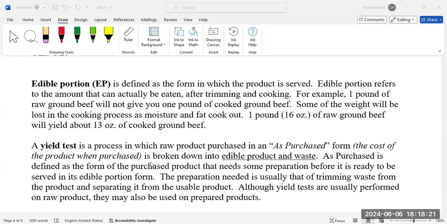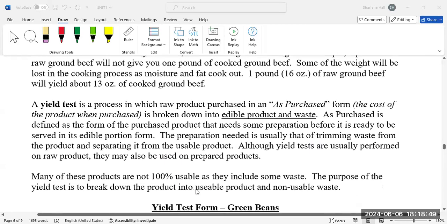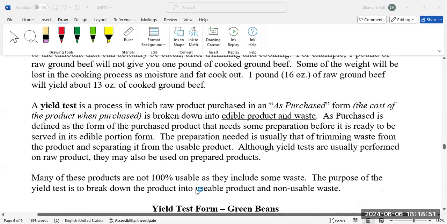All right, so I'm happy that you guys are understanding this. Let me just finish reading this verse now. It says, as purchased is defined as a form of the purchased product that needs some preparation before it is ready to be served in its edible form. The preparation needed is usually that of trimming waste from the product and separating it from the usable product. Although yield tests are usually performed on raw products, they may also be performed on prepared products. Many of these products are not 100% usable, as they include some waste.